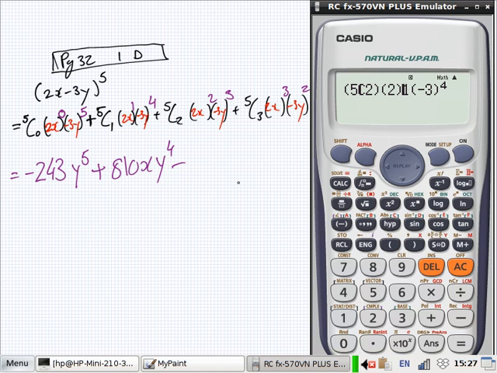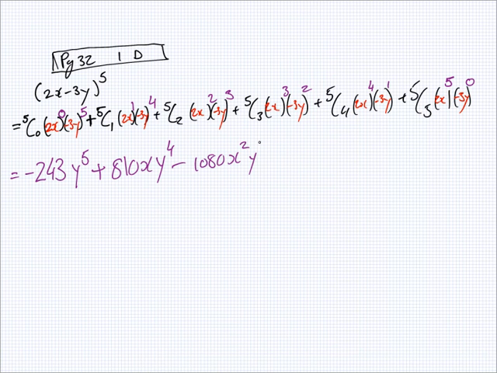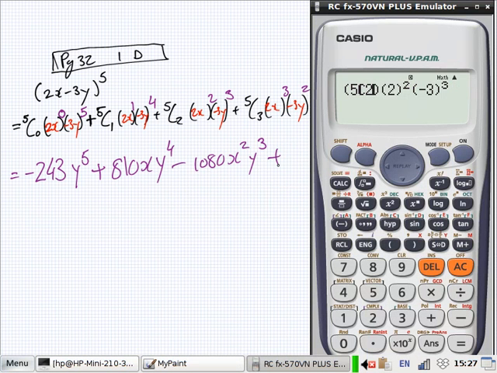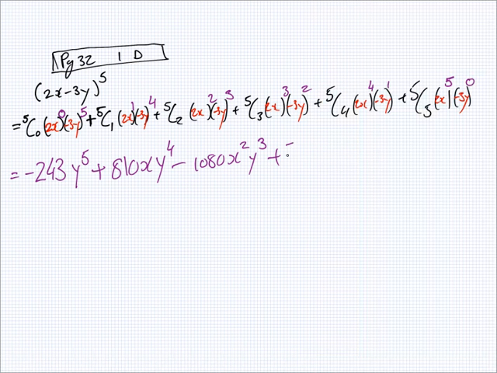Right, what did I have here? 2 power 2, wasn't that what I was going to put in? And then minus 3 power 3. Right, 1080 x squared y cubed. Good. Right, the next one. Why did you put minus? Yes, minus 1080. The next one will be 5C3, 2 power 3. This one's going up and this one's going down. So the next one is 720 x cubed y squared.